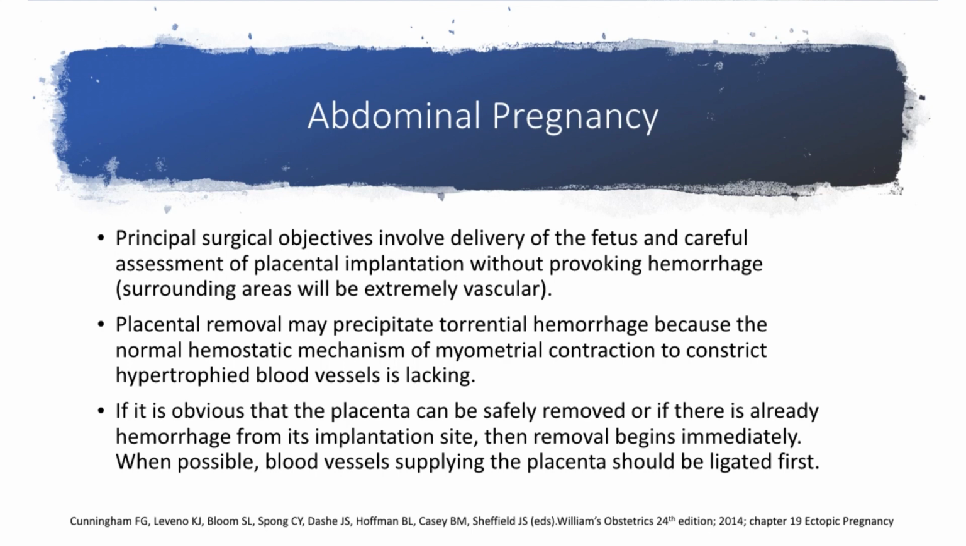Principal surgical objectives involve delivery of the fetus and careful assessment of placental implantation without provoking hemorrhage. Placental removal may precipitate torrential hemorrhage because the normal hemostatic mechanism of myometrial contraction to constrict hypertrophied blood vessels is lacking. If it's obvious the placenta can be safely removed, or if there is already hemorrhage from its implantation site, then removal begins immediately. When possible, blood vessels supplying the placenta should be ligated first.